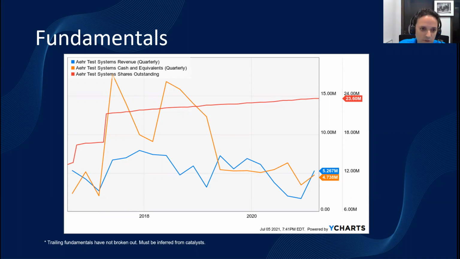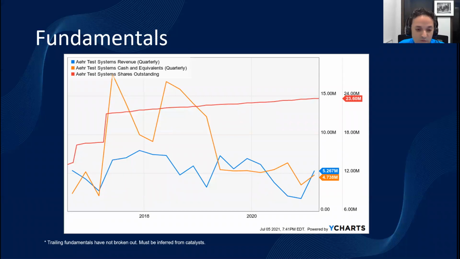So talking about the 4 pillars, this is from YCharts. And what we can see here historically is that the fundamentals are not there yet, at least on a reported basis. I have here the revenue. We know they're not profitable, so I didn't even get into that yet. But you got the quarterly revenue, and we see that it's just inconsistent, right? That's the blue line. I want to monitor their cash position, and it's just straggling along there at 5 million. And you can see they've had a little bit of dilution here as well. So the trailing fundamentals have not broken out.